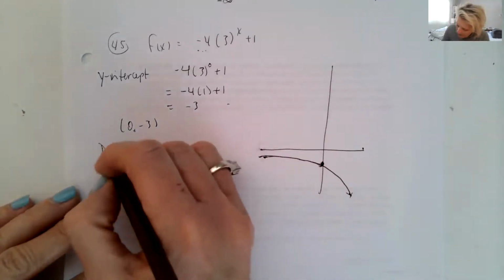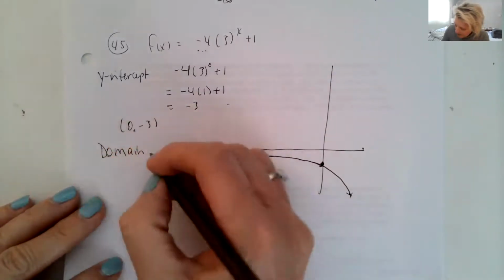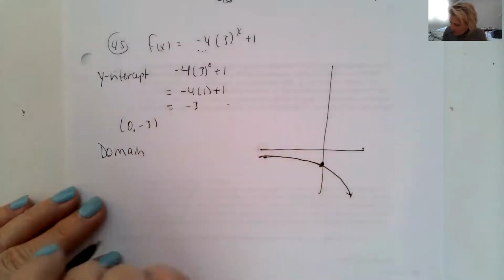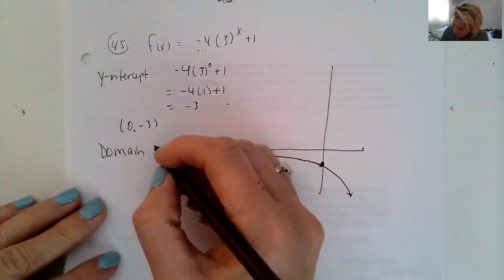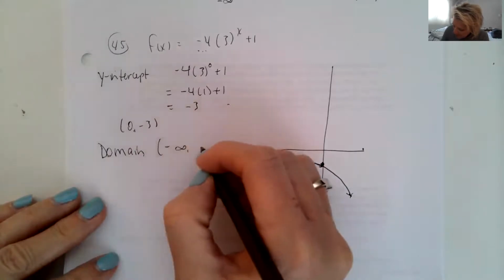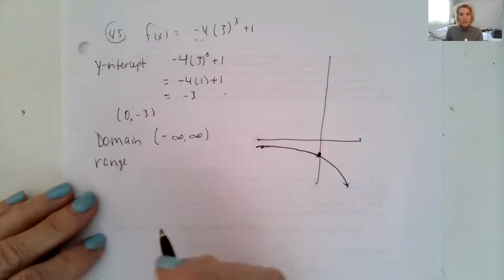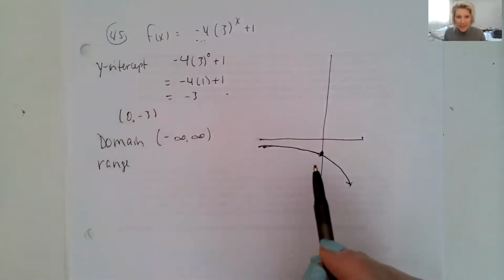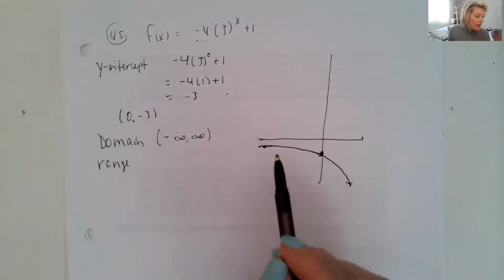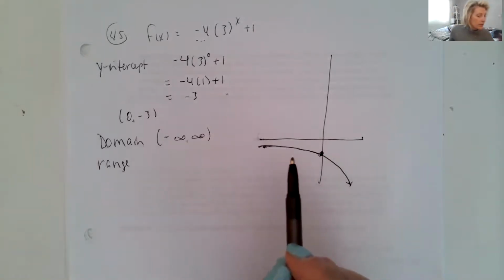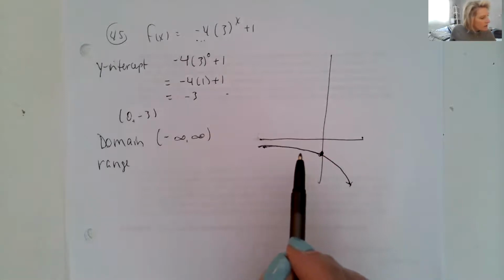So our domain is not going to change. It's going to be negative infinity to infinity, but our range is going to be affected, because there's going to be an asymptote at 1 now because of the shift. And you can see that as well in a couple of examples on page like 336 and such.